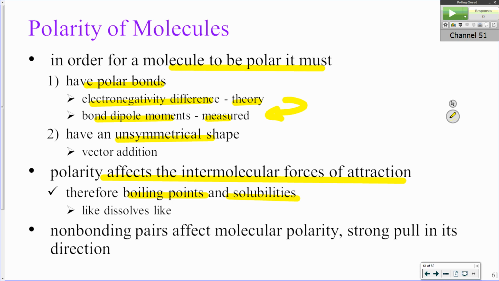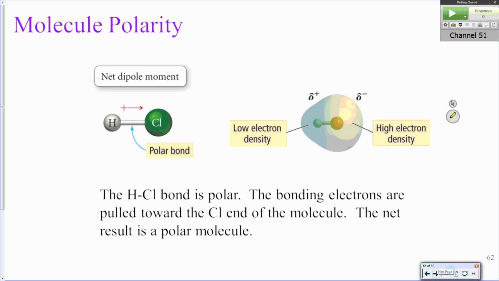Just in nature, it takes advantage of these intermolecular forces, and it governs life as we know it. The non-bonding pairs, the lone pairs, also influence the polarity of a molecule because they pull electron density in their direction.